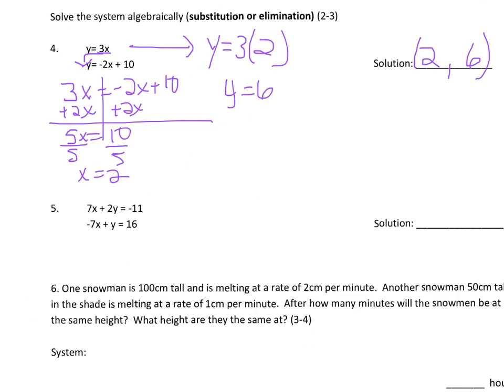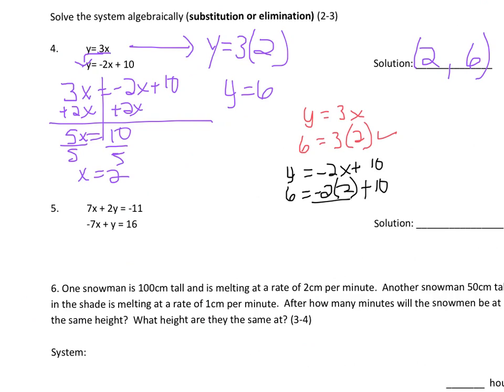I always like to check, so I'm going to take my y equals 3x, and I'm going to plug in the 6 for the y and the 2 for the x. That makes a true statement. And then I'll do the other equation, y equals negative 2x plus 10. So we think y is 6 equals negative 2 times x is 2 plus 10. So this is negative 4 plus 10 is 6, so that checks out as well. So I know that this is a true solution. All right, so that is that problem.